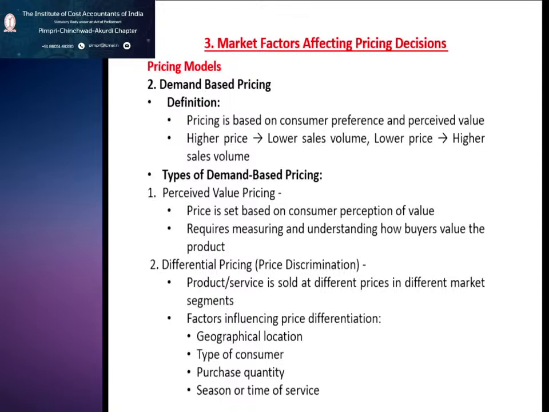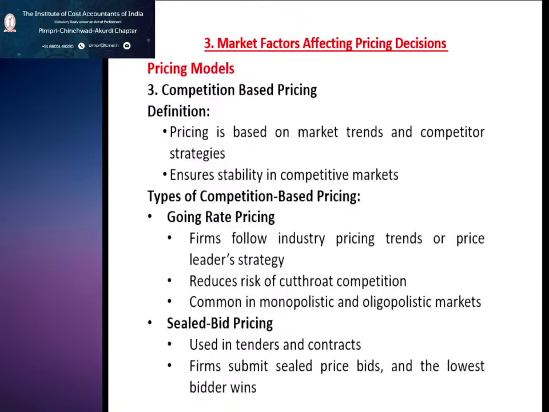Now over here, the factors influencing price differentiation include geographical location, type of consumer, purchase quantity, and season or time of service. So these are the two types of demand based pricing: perceived value pricing and differential pricing. The third pricing model is competition based pricing, which can be defined as pricing based on market trends and competitor strategies. It ensures stability in competitive markets.